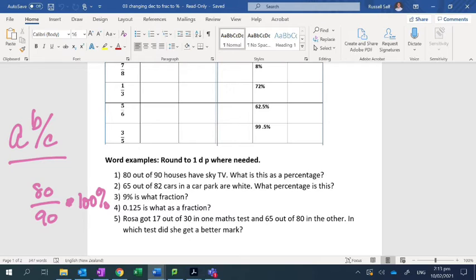And anybody want to tell me what you get? Anybody? Nobody? It just says 800. Sorry? Oh, I got 88.8888889. Okay. And she doesn't say anything about rounding, but we'll round it to 2 decimal places. So 88.89% of the houses have Sky TV.